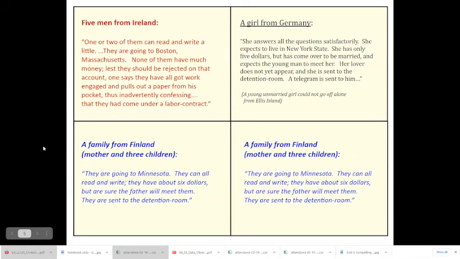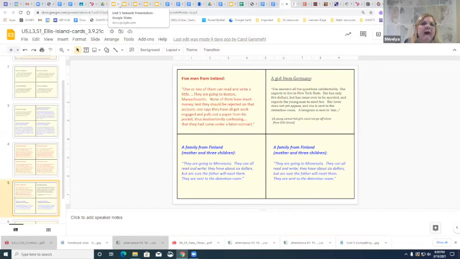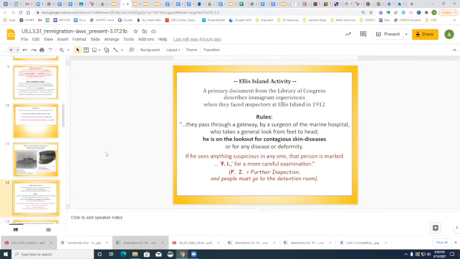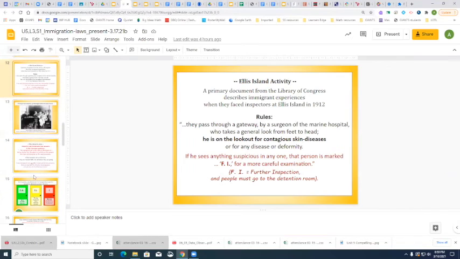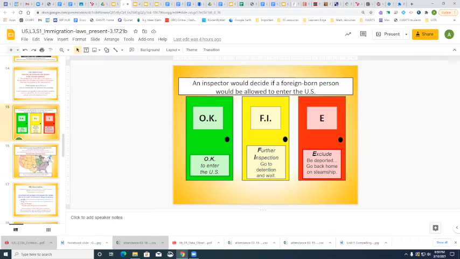I don't think we need to go through the rest of the cards, Andrea. So there's several situations. We give you the outcome on each of them. These are the doors where the inspector would deem that they were okay, further inspection was needed, or they were excluded and would be deported back onto their ship.